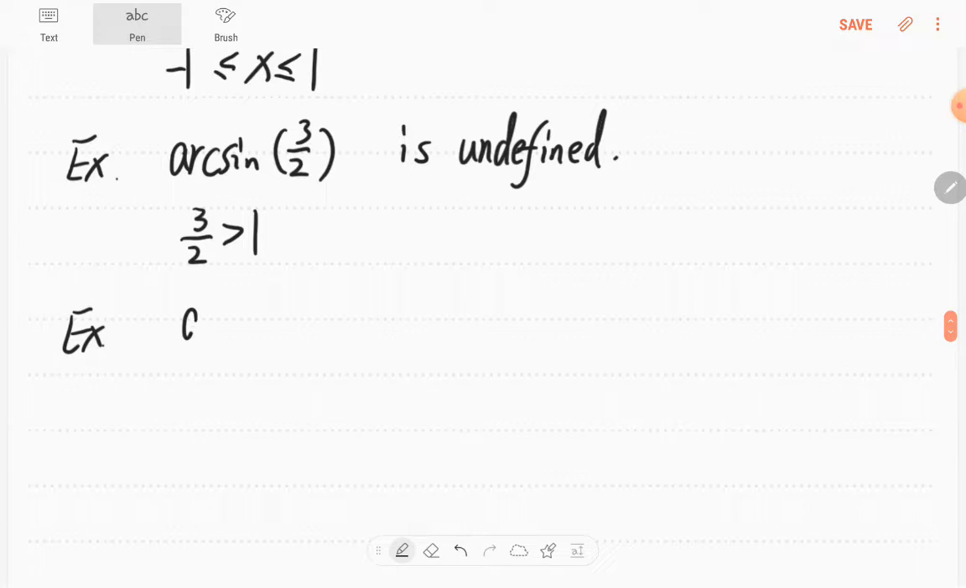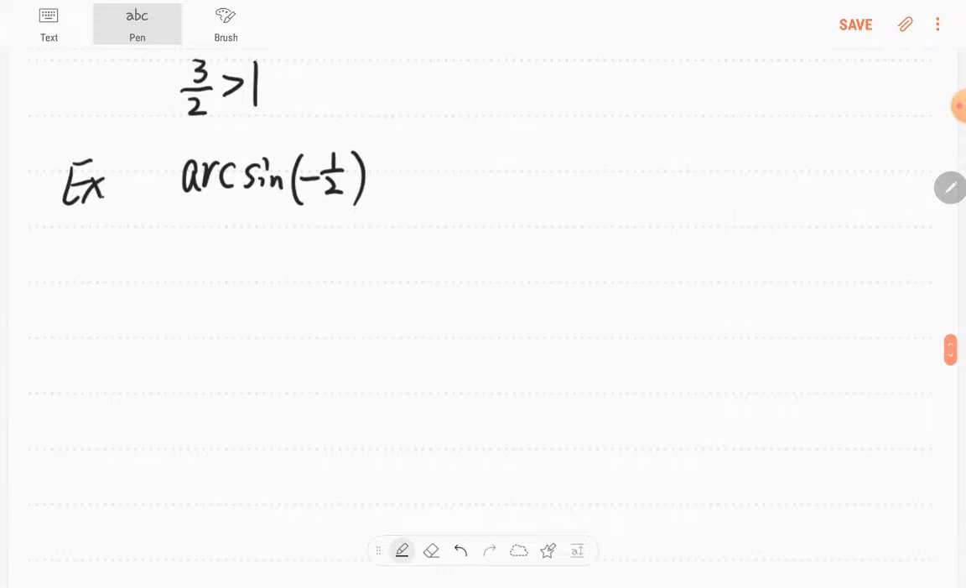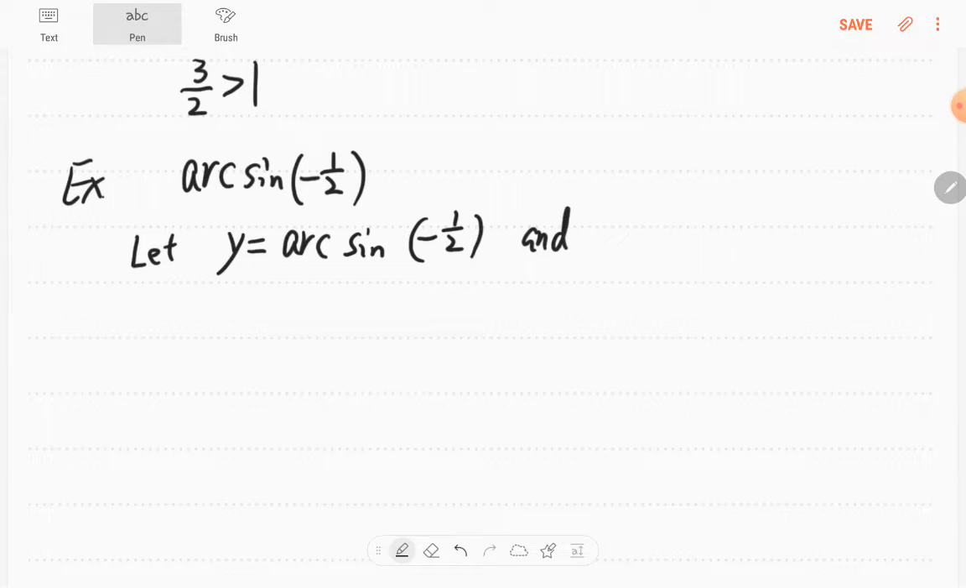Let's look at the arc sine of negative 1/2. In order to get this one, we can let y be arc sine of negative 1/2. This y must be between negative pi over 2 and pi over 2, keep in mind. It means sine y should be equal to negative 1/2.